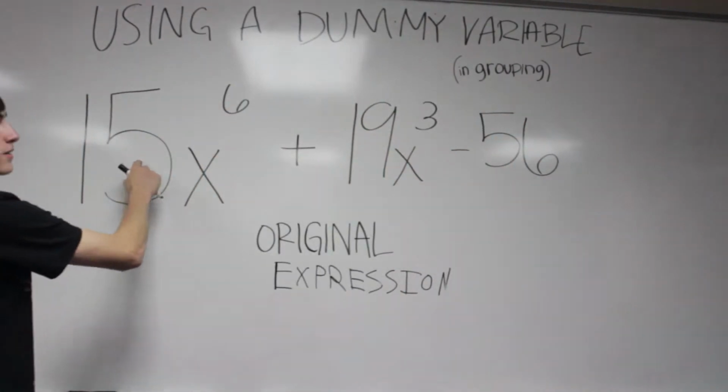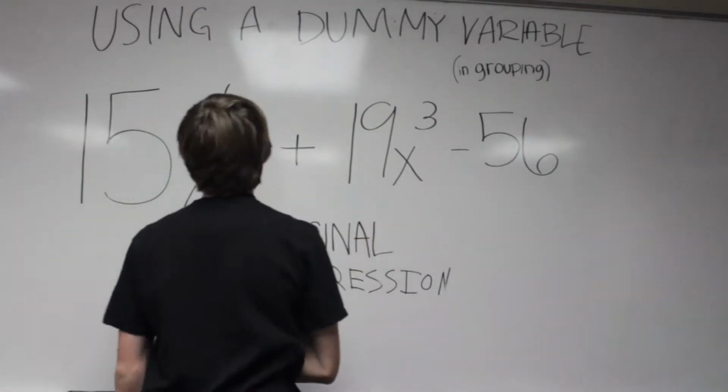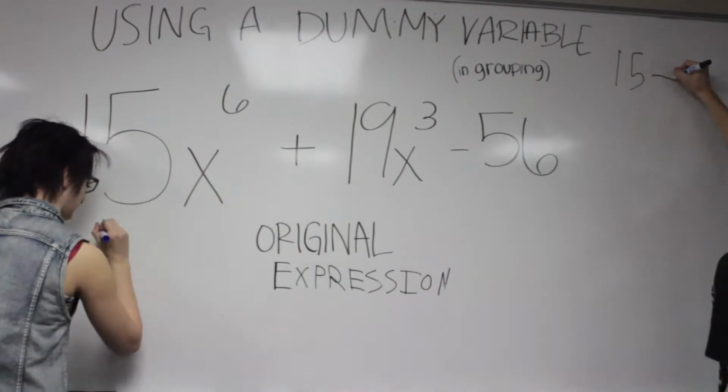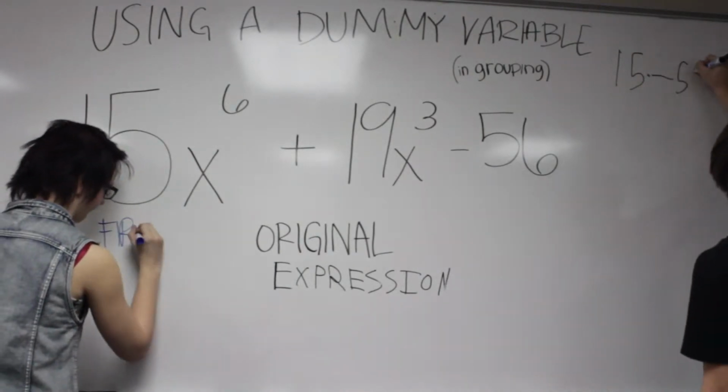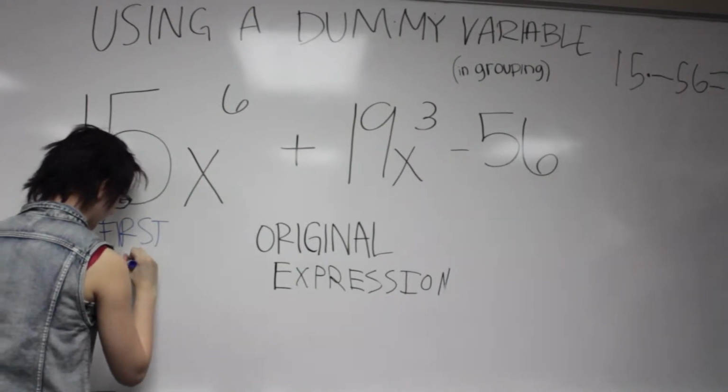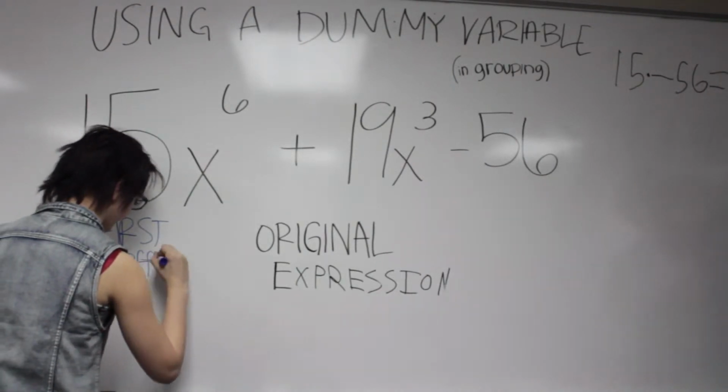Now the first thing we're going to do is multiply the first coefficient and the last coefficient, which is 15 times negative 56, and that equals negative 840. And I wrote that off the screen. Don't worry, we'll pan to it in a second.